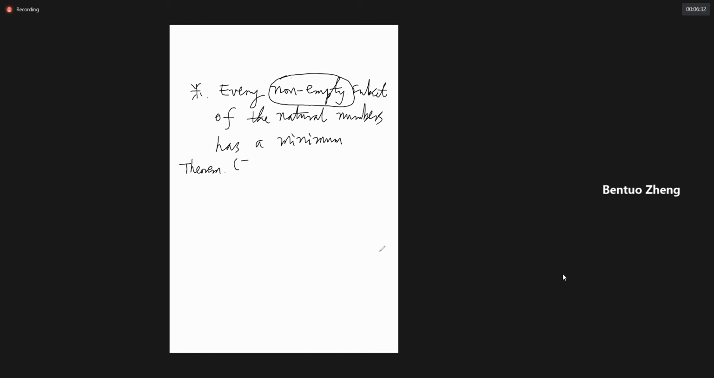So this is the division algorithm for natural numbers.